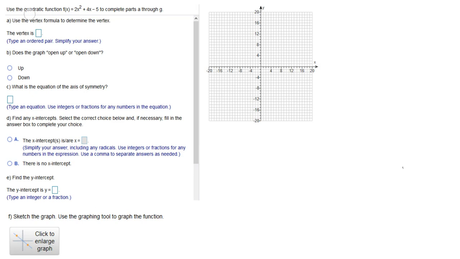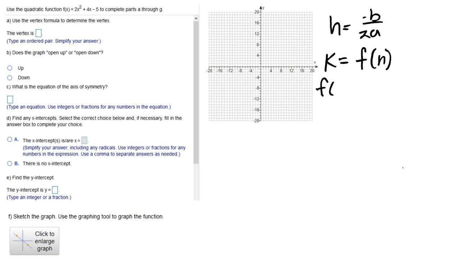Okay, this question says, use the quadratic function f of x equals 2x squared plus 4x minus 5 to complete parts a through g. Use the vertex formula to determine the vertex. So the vertex formula is going to be h equals negative b over 2a. Now h is the x-coordinate of the vertex. And then we're going to find the y-coordinate of the vertex by substituting that value of h into our function.